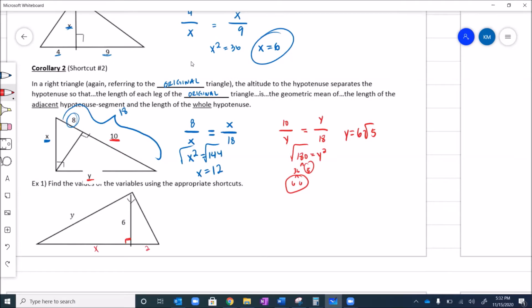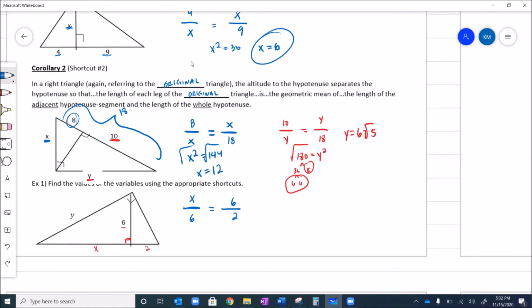They're giving us these values, and they want us to find x and y. A couple things you should notice with these corollaries: when we first got this, we were told this is the geometric mean between these lengths, but the first time it was a variable. It might be a variable and it might not be. In this case we have 6, but the property stays the same. This altitude is the geometric mean between these two sides. So I have 6 as the geometric mean between x and 2.